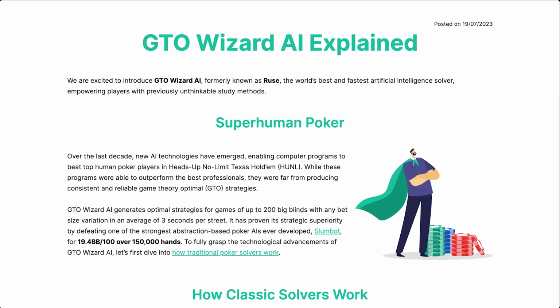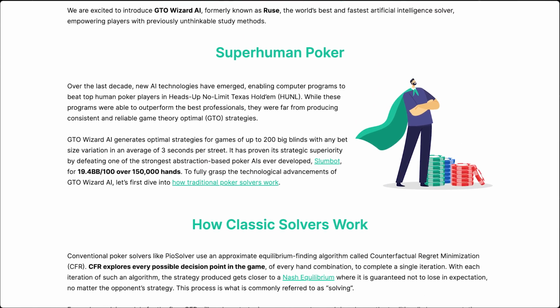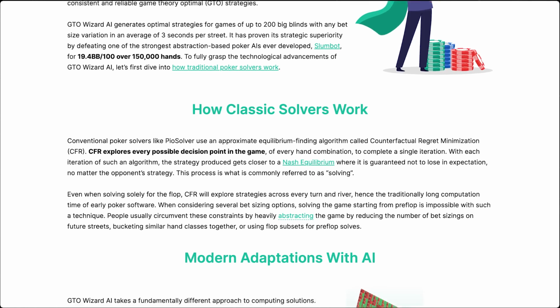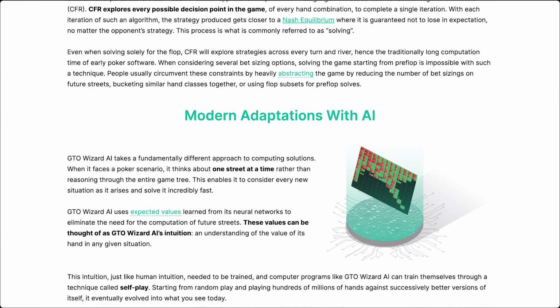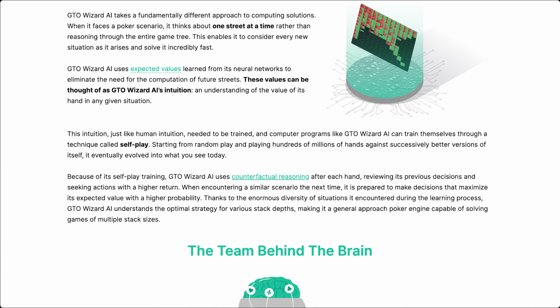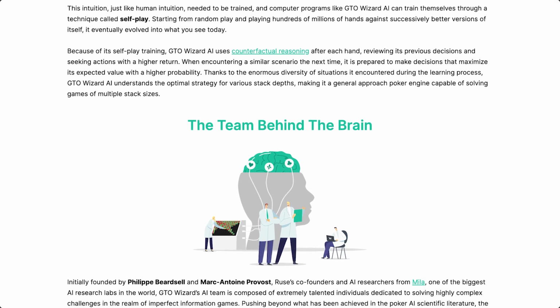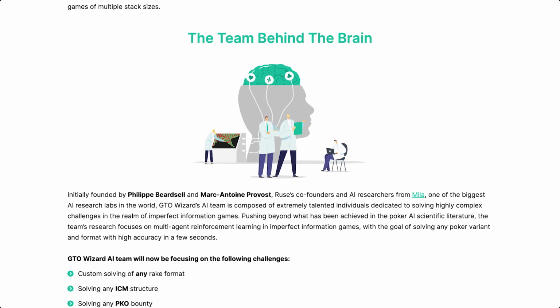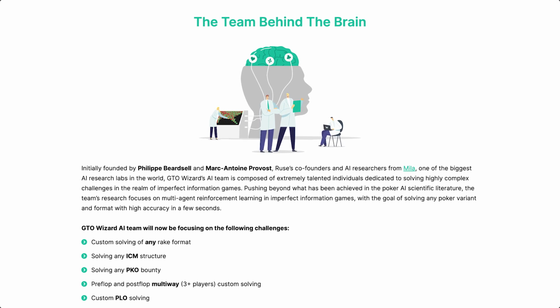Now, I know some of you guys will be really curious about how GTO Wizard AI works. And, well, we can't give out all the magic. We have written an article that explains how we achieve superhuman speeds. We break down how classic solvers work and how we're speeding up computation with modern adaptations using artificial intelligence. If you want to read about that, again, link in the description.